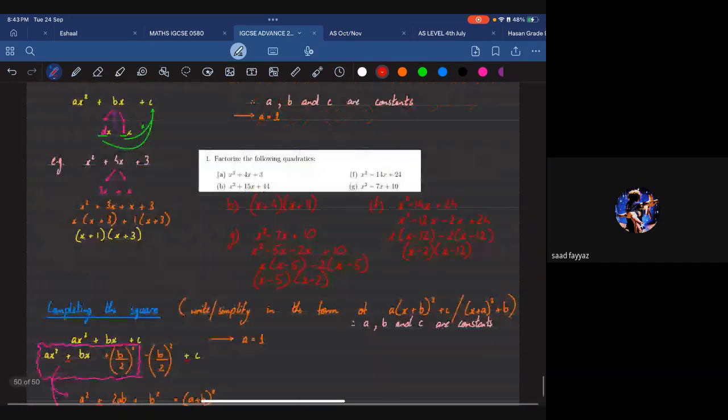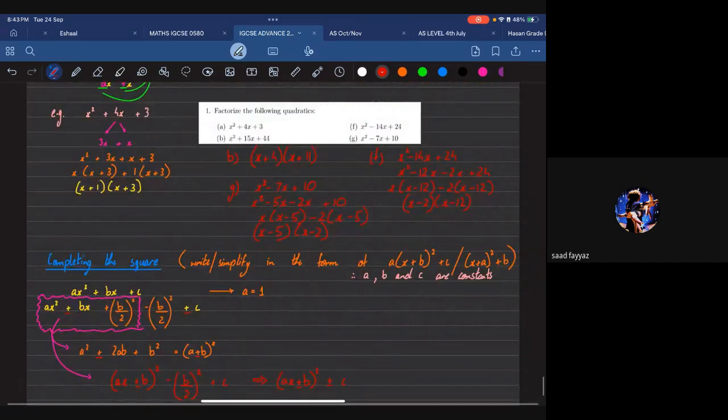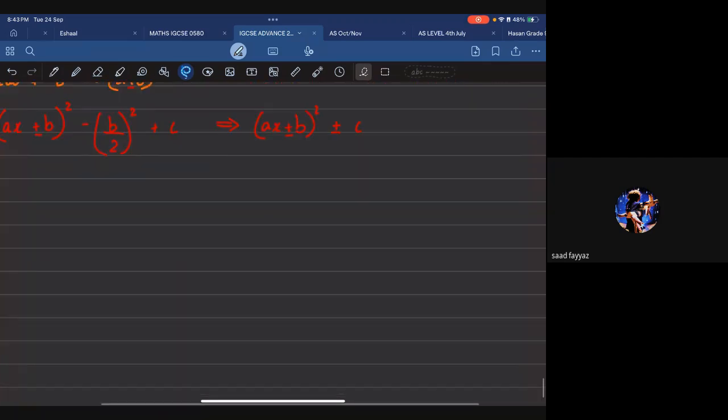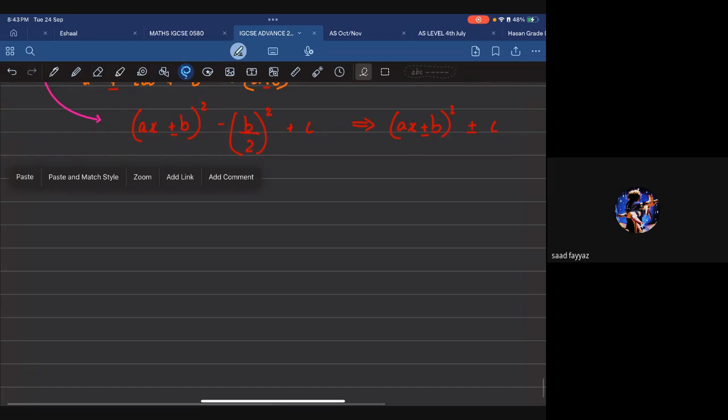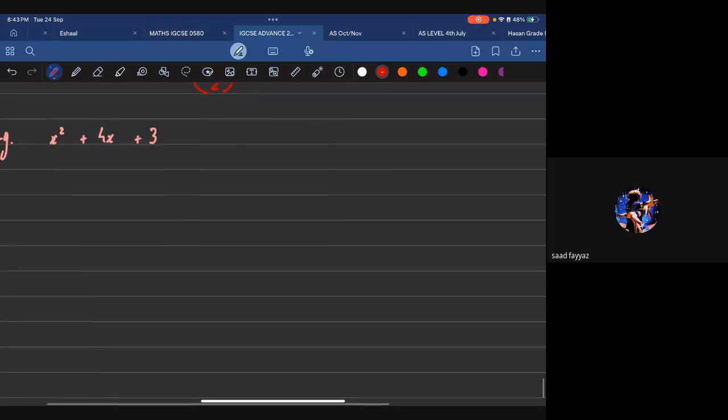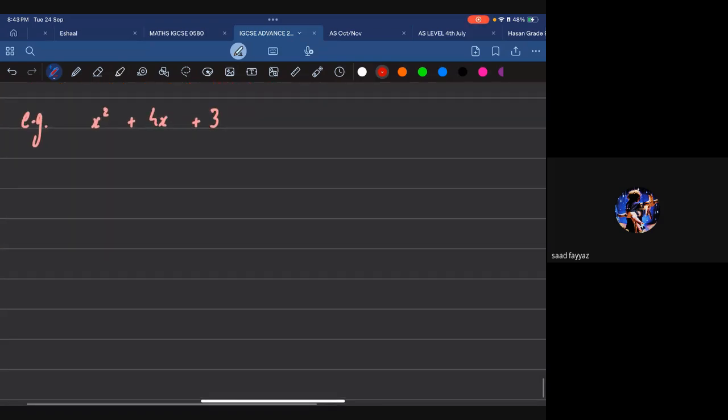Is this clear? Now, I'm going to do this question through completing the square. How should I do it now? A is equal to completing the square. Writing it down.